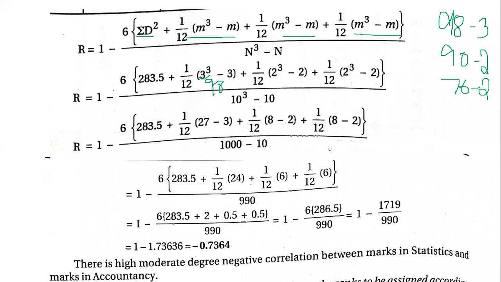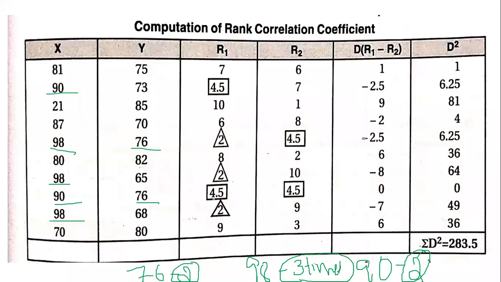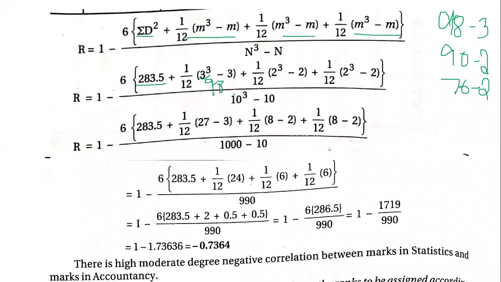So what is sigma d square? 283.5. From where did we get that? We have calculated it here, 283.5. And then we have plus 1 by 12 into, 98 is repeated more number of times, so that will be taken first. So m is nothing but the number of repetitions. 98 is repeated 3 times, so that is the main scenario where we have taken 3 for m. So 3 cube minus 3.